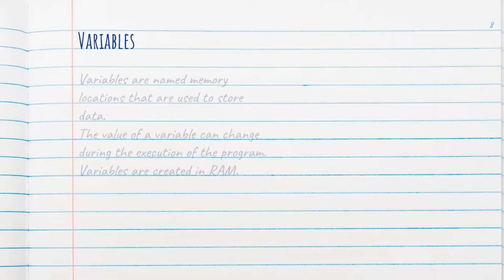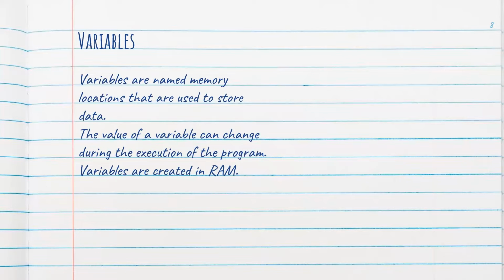In this video, we'll be discussing variables in C language. Variables are named memory locations that are used to store data. There is a possibility that in a program we have to deal with data, we have to store data, and we have to perform operations on data. So whenever we have to do it, we do it using a variable.